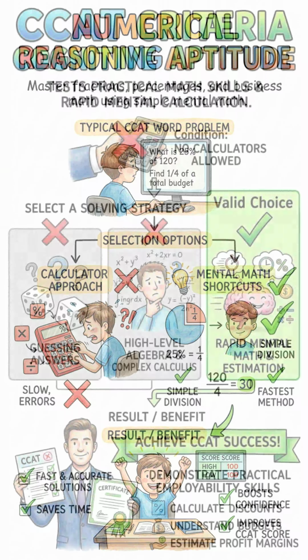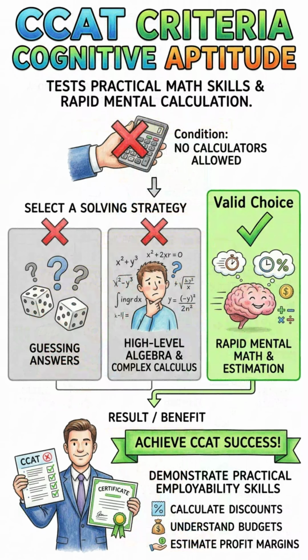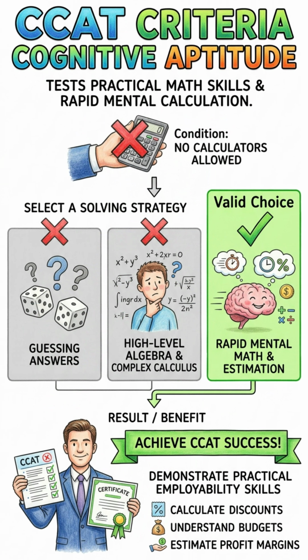The numerical reasoning section of the CCAT does not test high-level algebra or complex calculus. Instead, it measures your ability to perform basic, practical math quickly in your head. Employers want to know that you can calculate a quick discount, understand a basic budget, or estimate a profit margin on the fly during a meeting.